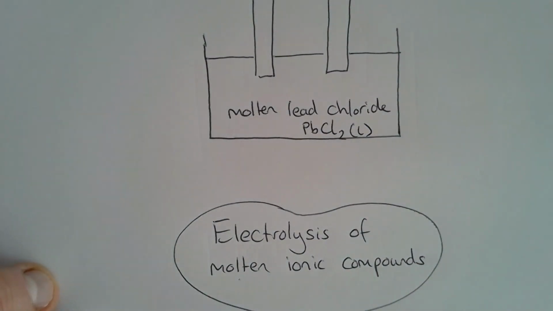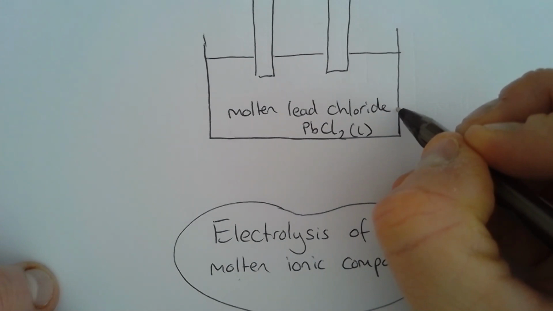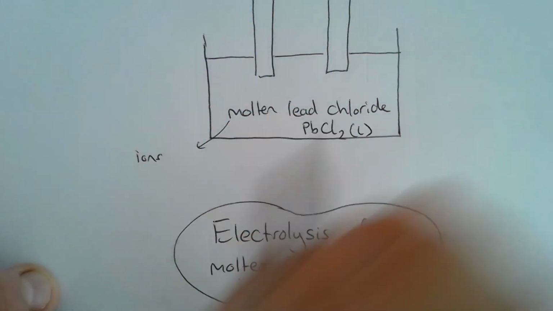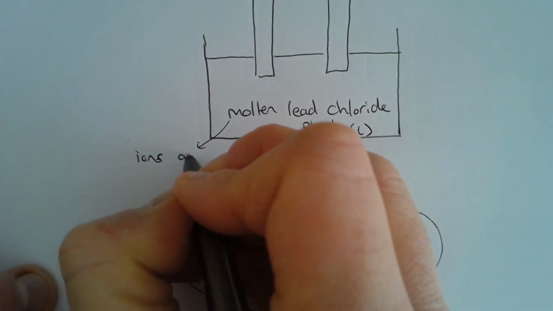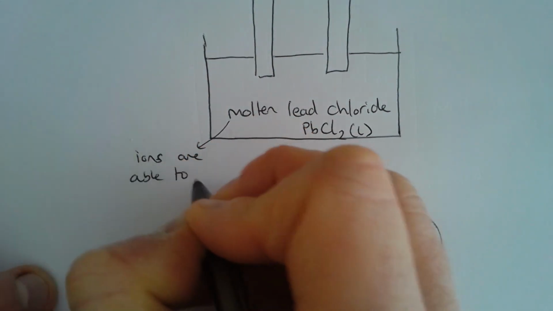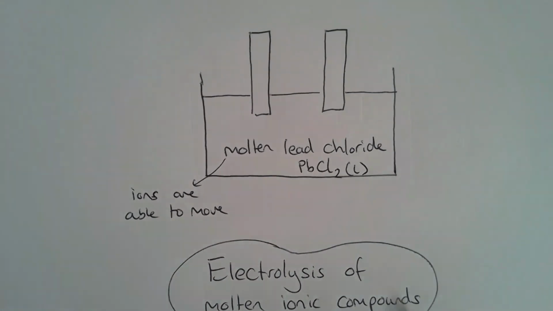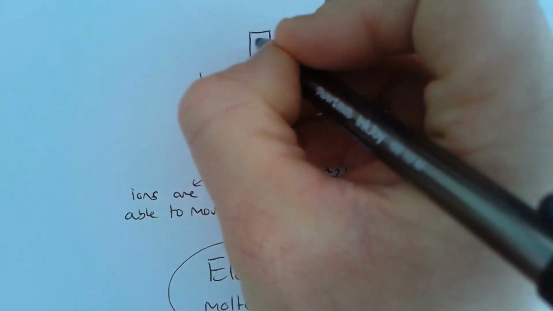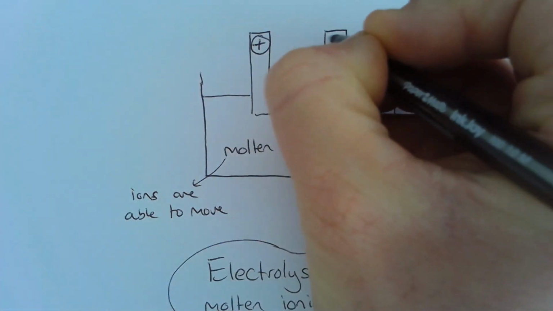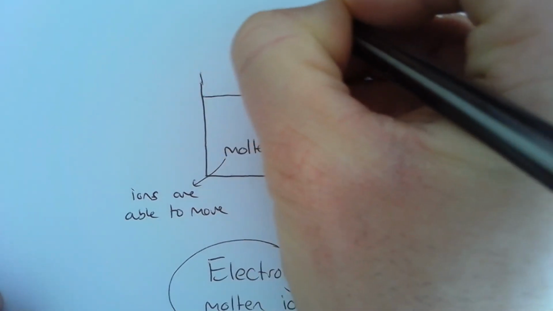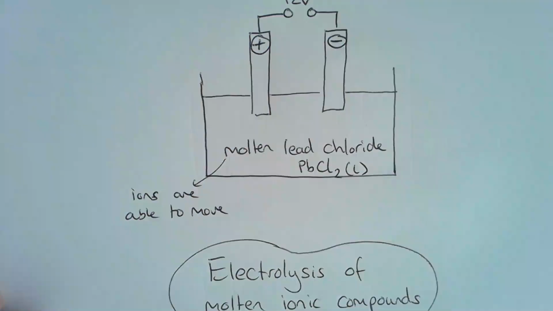It's important that it is molten so that the ions that make up lead chloride are able to move. If we were to carry out the electrolysis with solid lead chloride, nothing would happen because the ions would not be able to move. And suspended in the molten lead chloride, we'd have two electrodes, a positive electrode and a negative electrode, which we connect to a power supply. I'm just going to put here a 12-volt power supply.